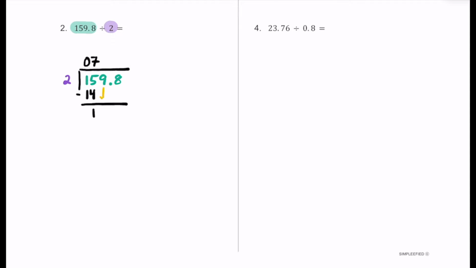And we're going to bring down this 9 to make this 19 and repeat the whole process again. So how many times does 2 now fit into 19? Well, 2 times 9 is 18, 2 times 10 is 20, which is too much, so we're going to go with 9 here. Let's put a 9 on top. 9 times this 2 is going to be 18, which is as close as we could get without going over.